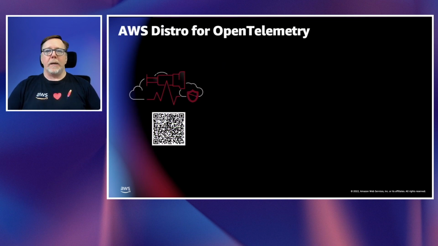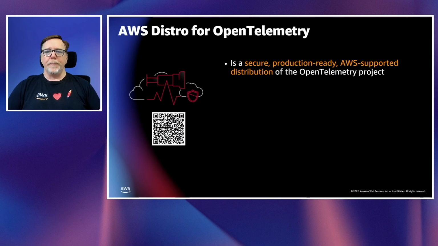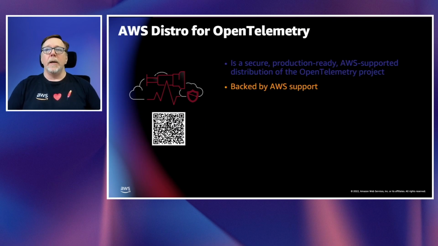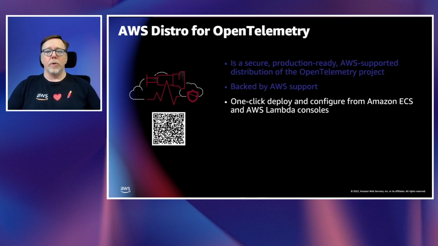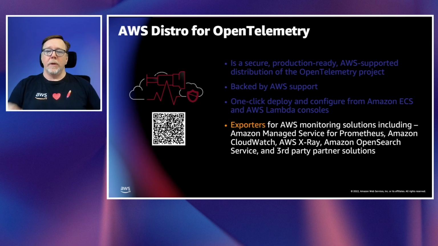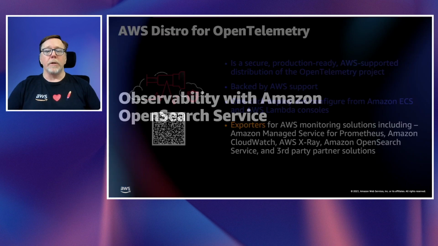Finally, we'll talk a little bit about AWS Distro for OpenTelemetry. It is a secure, production-ready, AWS-supported distribution of the OpenTelemetry project. It is backed by AWS support and gives you one-click deploy for ECS and from the ECS and Lambda consoles. There are exporters that enable monitoring solutions like AMP, Amazon Managed Service for Prometheus, CloudWatch, X-Ray, OpenSearch Service, and other third-party solutions.